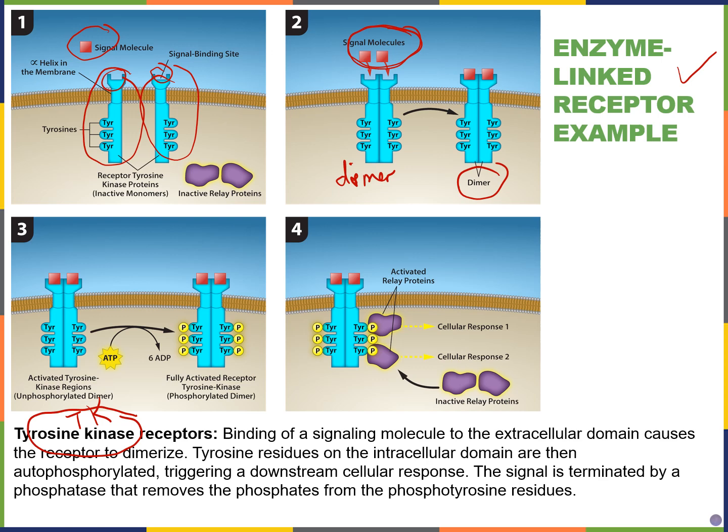So this dimer is formed and it becomes activated. Once dimerization occurs, it's interesting that each side will phosphorylate the other side. They phosphorylate one another and take the phosphates from ATP. Once both sides are phosphorylated, it's fully activated and causes other cellular responses.